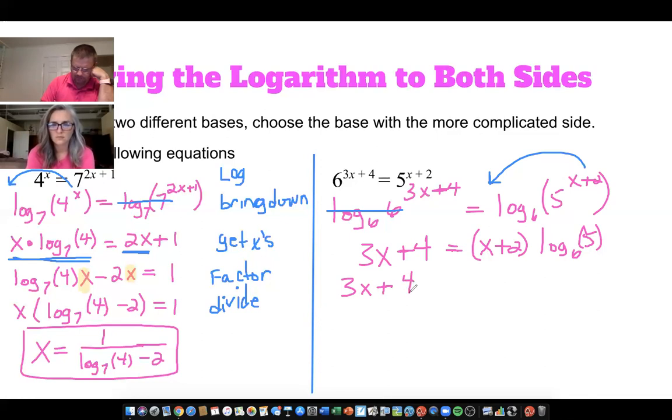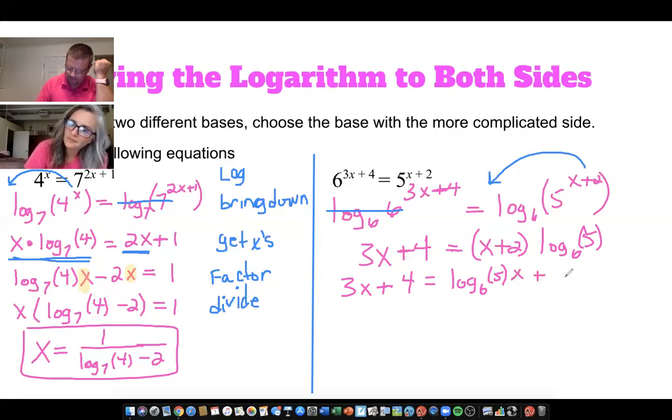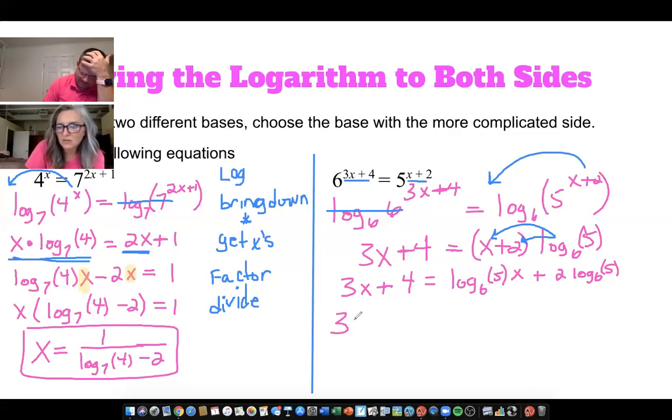And I could go decimal. If you really like decimals and have a great love for decimals, you go on with your bad self. But me, not so much. So I'm going to have that log 6 of 5 times x plus 2 log 6 of 5. If you have binomials in both exponents, there's going to be an additional step right here, which is distribute.